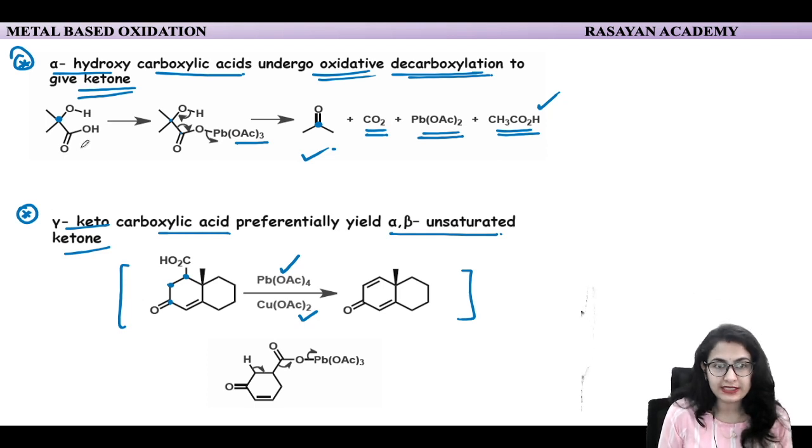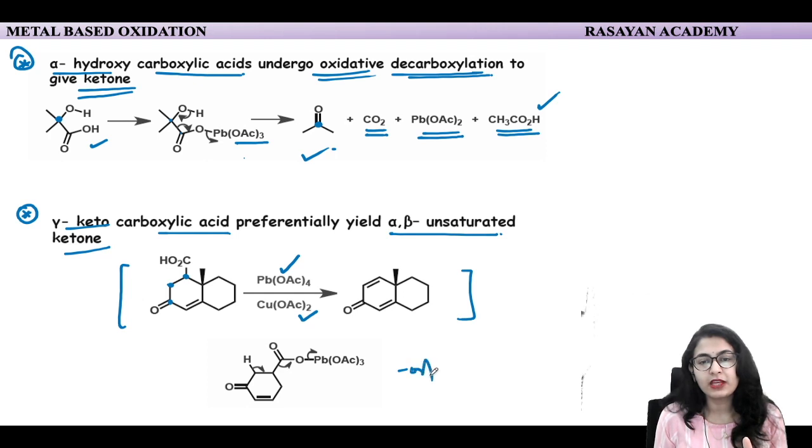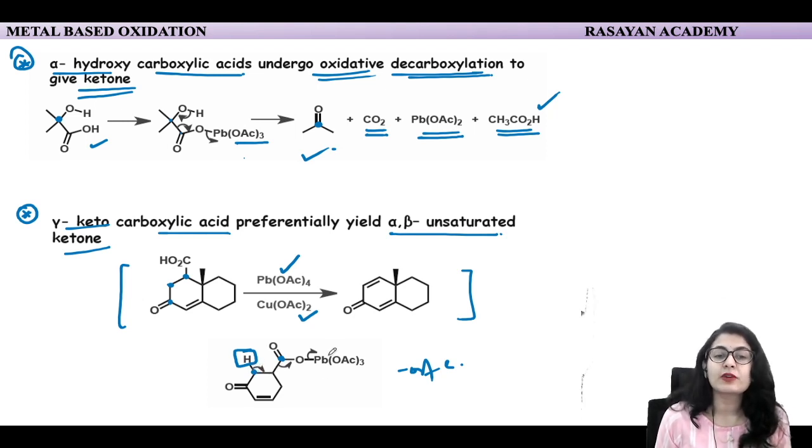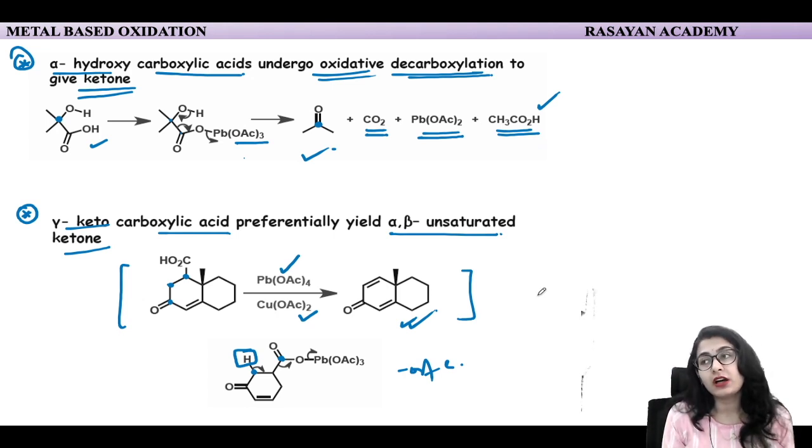See, first of all, just like this one, the lead tetraacetate is going to remove an acetate group. It connects with the oxygen of the carboxylate group, and followed by that, since this proton is acidic, it is present on the alpha carbon. It is already acidic and it's going to leave along with the CO2. This is the mechanism, and this is how it gives you alpha beta unsaturated ketone. So two very important types of reactions other than just diol cleavage.